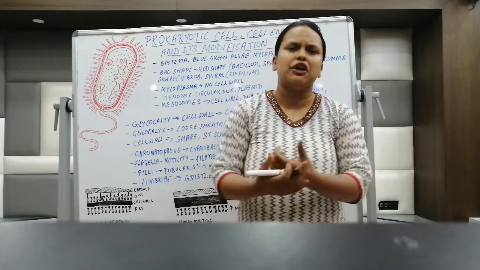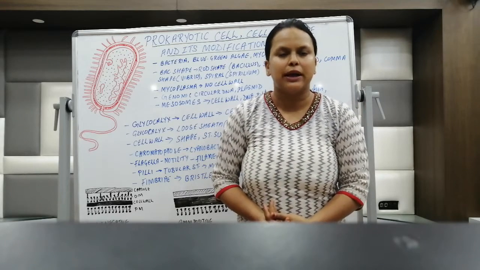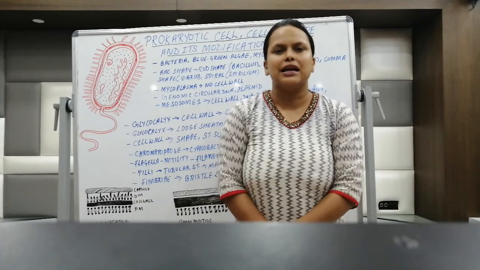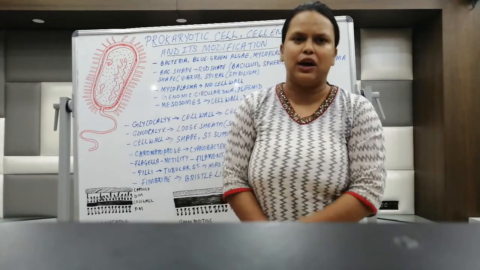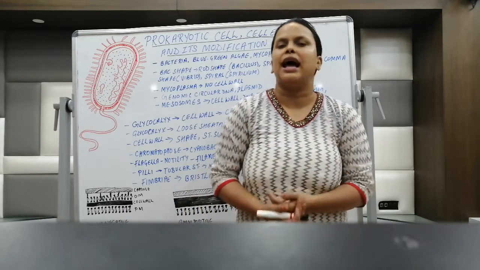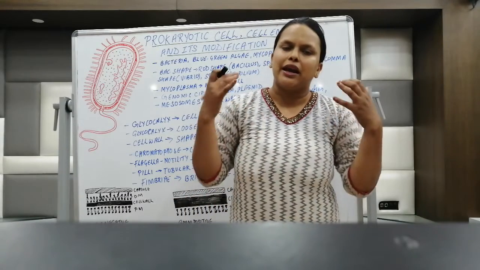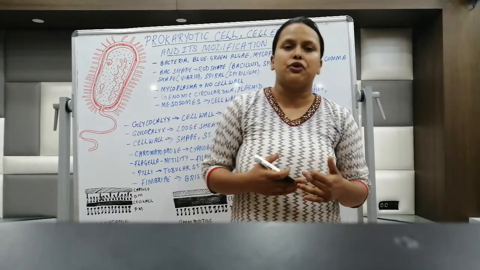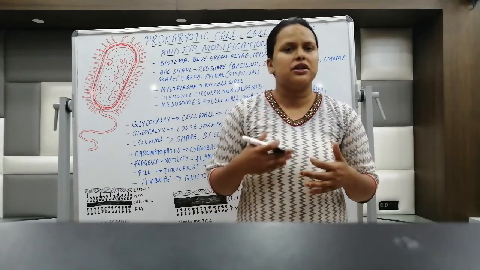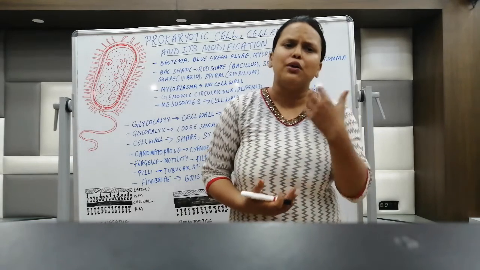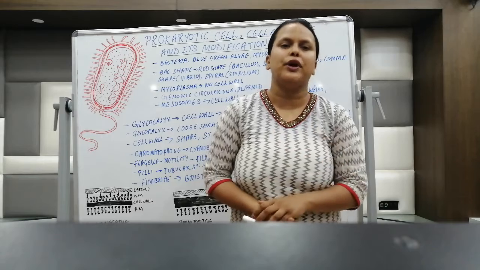Now, what kind of cell organelles are found in them? We do not have the cell organelles that we have seen in eukaryotes till now, like chloroplast, mitochondria, Golgi, ER. We do not have that. But still, they are able to perform different life functions such as nutrition, excretion, transportation and so on. So how are they able to do that? That is what we are going to study.